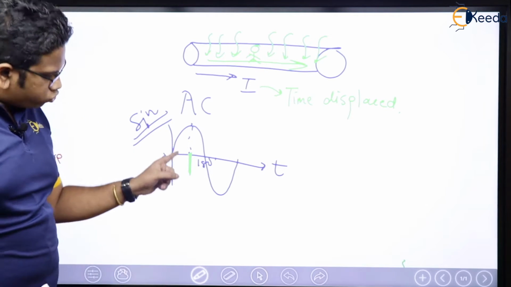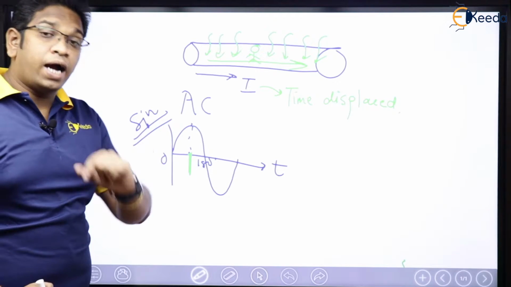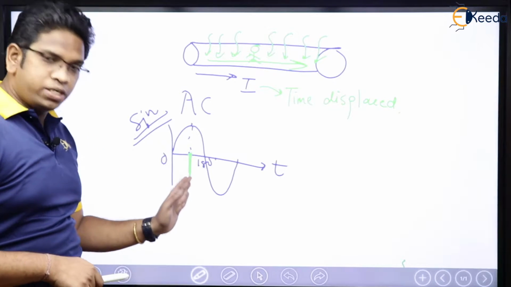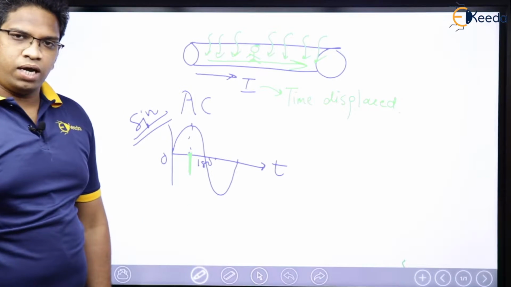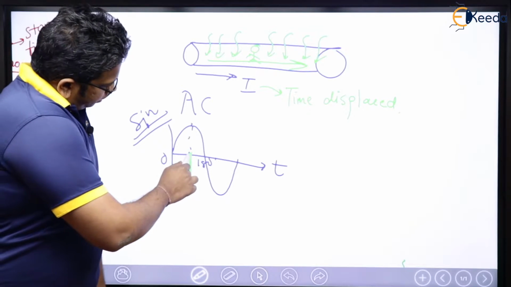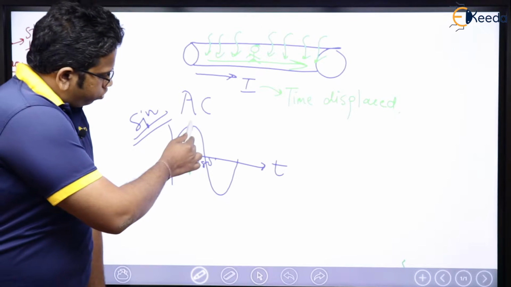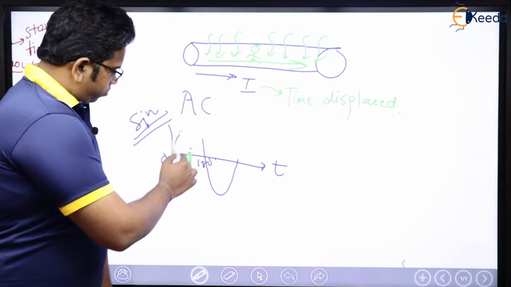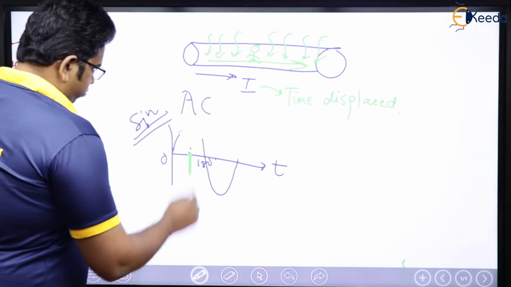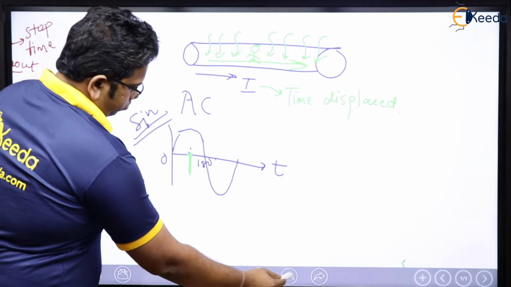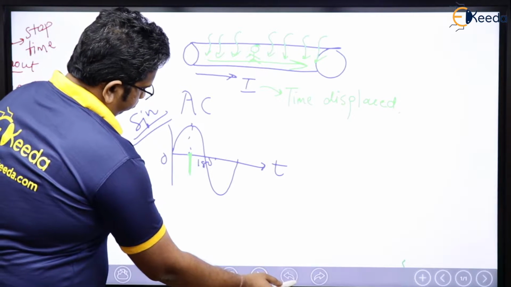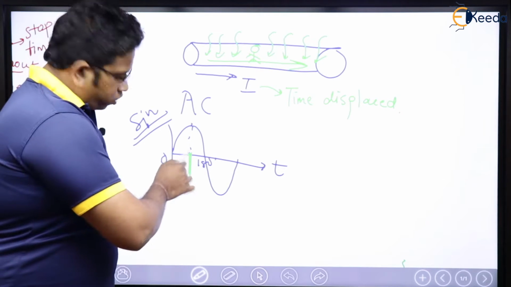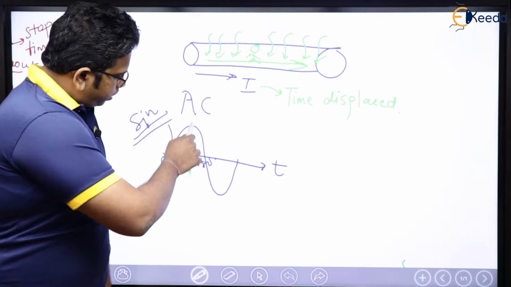Again, see, I stopped the time. I didn't stop the current. What I'm saying is, stopping the time means stopping the time interval. I just paused the video. Now I know that at this instant, there is going to be positive current, like this.